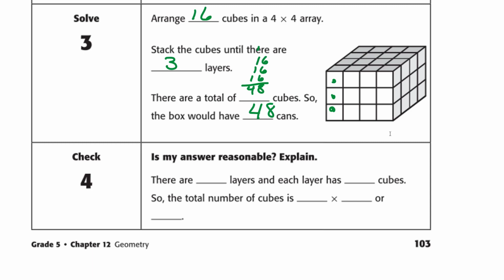There are 3 layers, and each layer has 16 cubes. So the total number of cubes is 3 times 16, or 48.